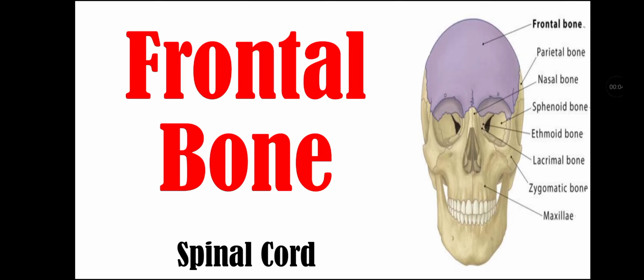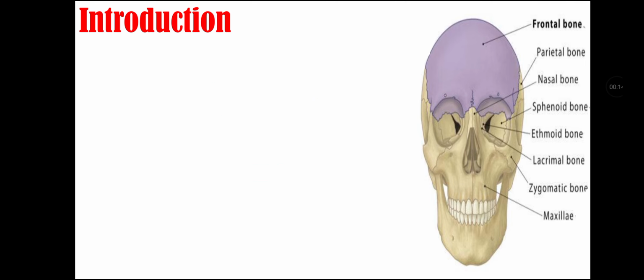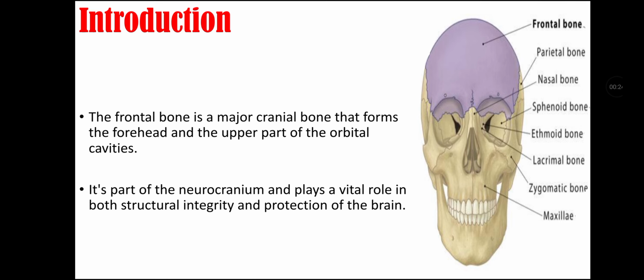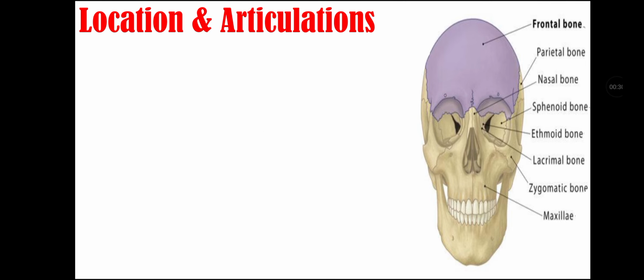Today we are going to talk about frontal bone, and here at the side you can see the diagrammatic representation of skull, and the colored part is frontal bone. So let's start our topic with introduction. The frontal bone is a major cranial bone that forms the forehead and the upper part of orbital cavities. It's part of neurocranium and plays a vital role in both structural integrity and protection of brain.